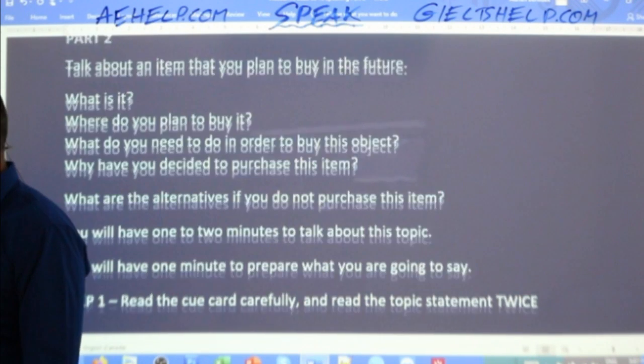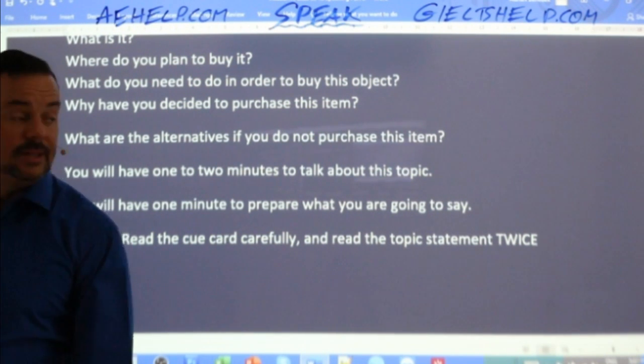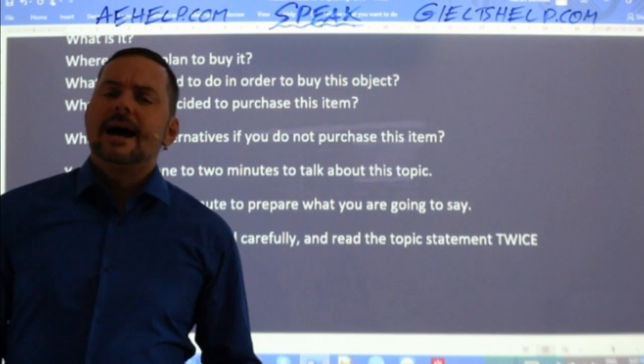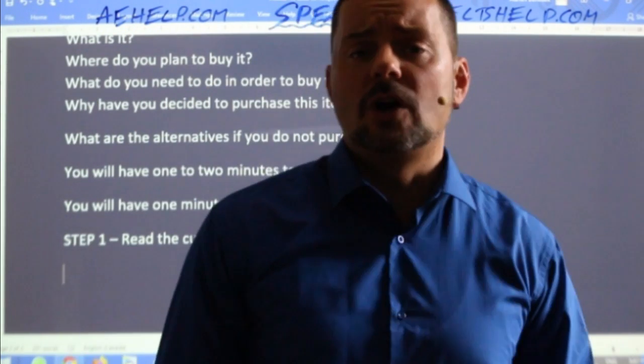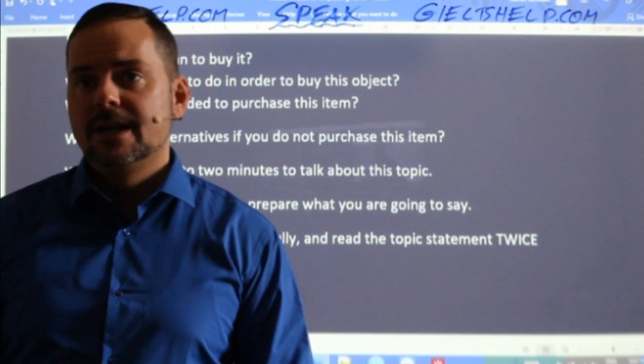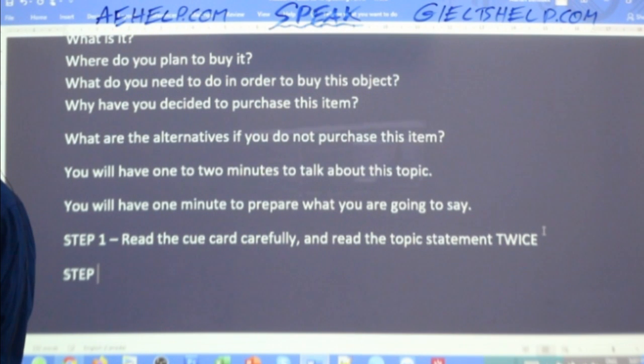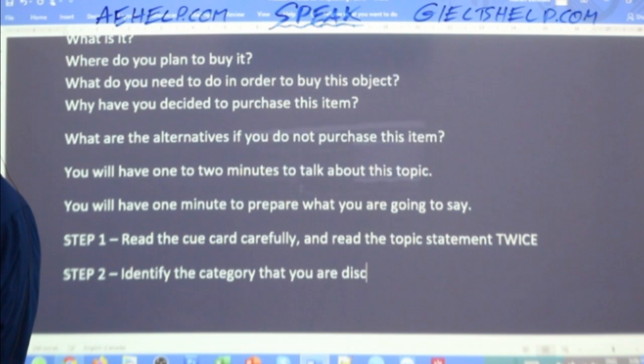So now step two, and a few of you said this for step one. Please, students, don't forget step one. Read that topic sentence twice. After I read the topic sentence twice, talk about an item that you plan to buy in the future, you should realize that you're going to use some future tense in this response, right? Bumi is on par. So step two, identify the category that you are discussing and its key elements.